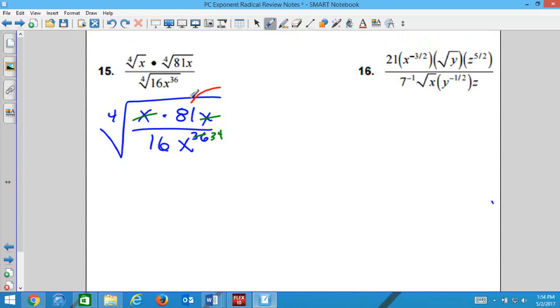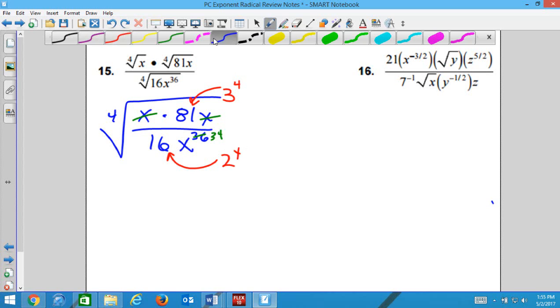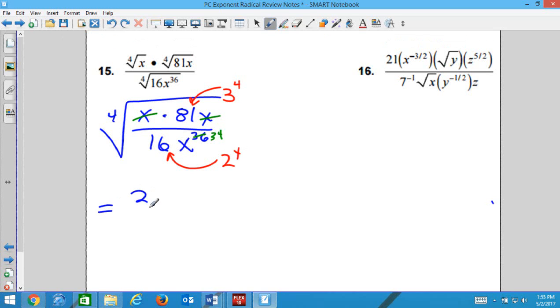And then, Annie, you were saying that 81 is 3 to the 4th. Just like 16 is what? 2 to the 4th. So what do we have now? We've got 3 on top. On the bottom, we have 2, and then we still have a 4th root of x to the 34th. So we pulled the 81 out, made it 3. Pulled the 16 out, made it 2. We canceled 2 of the x's. This is where we are so far.